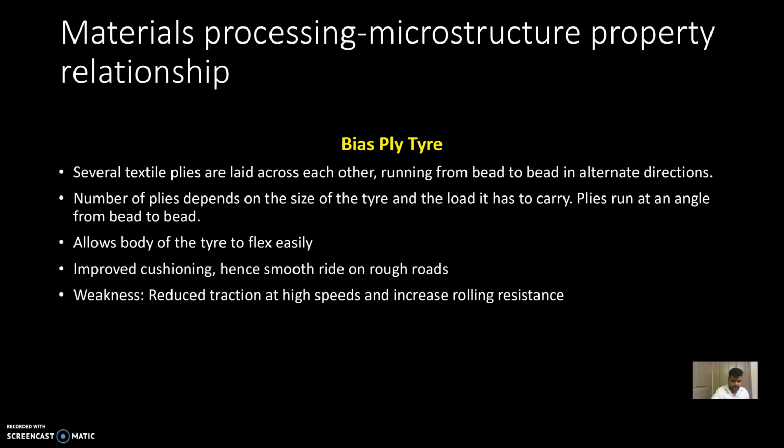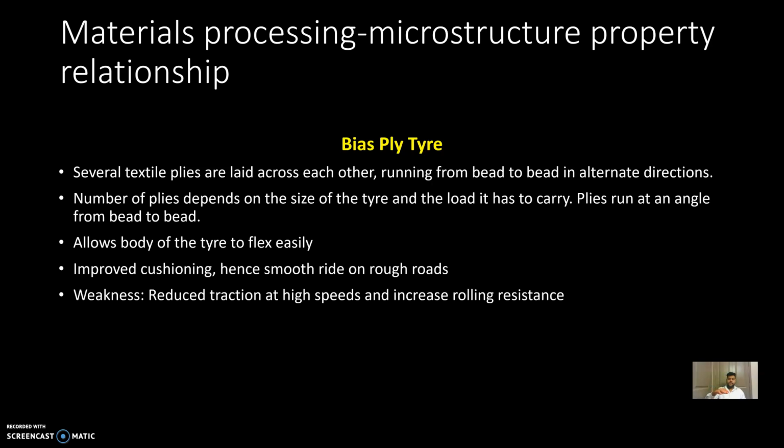First of all, for the bias ply tire, there are several textile plies laid across each other, running from bead to bead in an alternating direction. The number of plies depends on the size of the tire itself and the load it has to carry. So it depends on how much load it has to carry and how big or small the tire is.